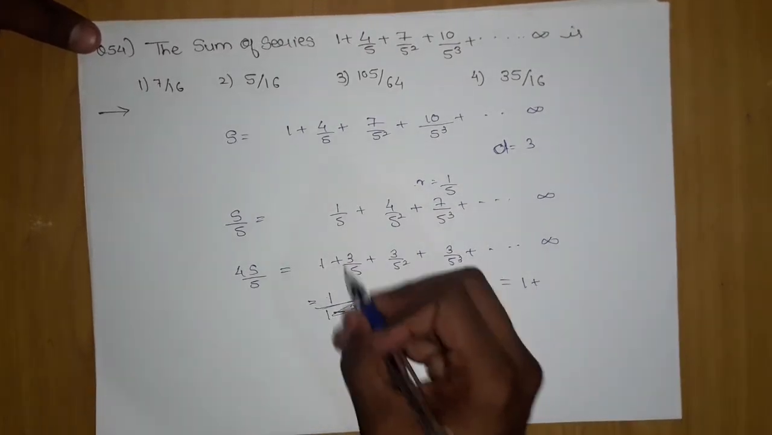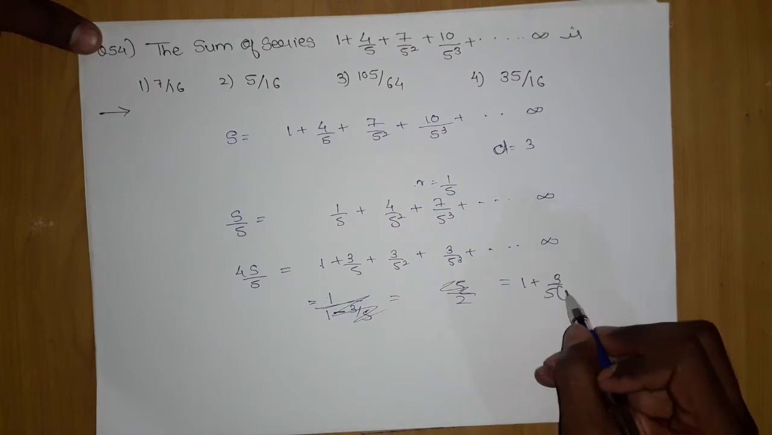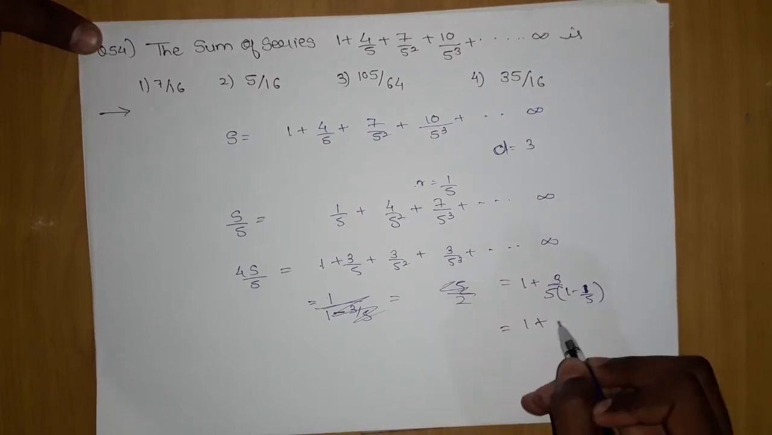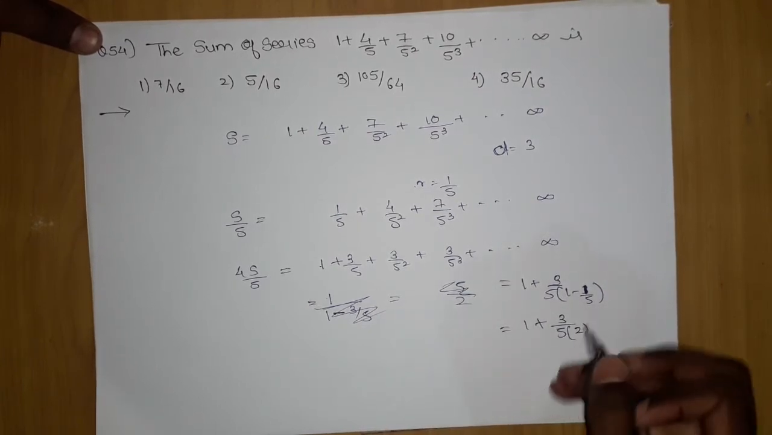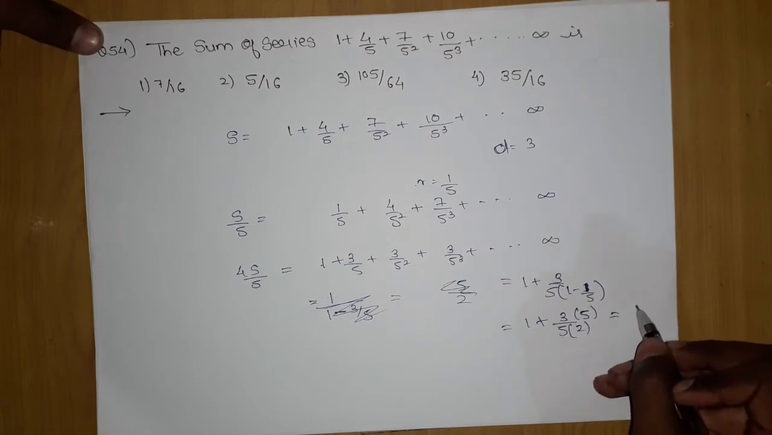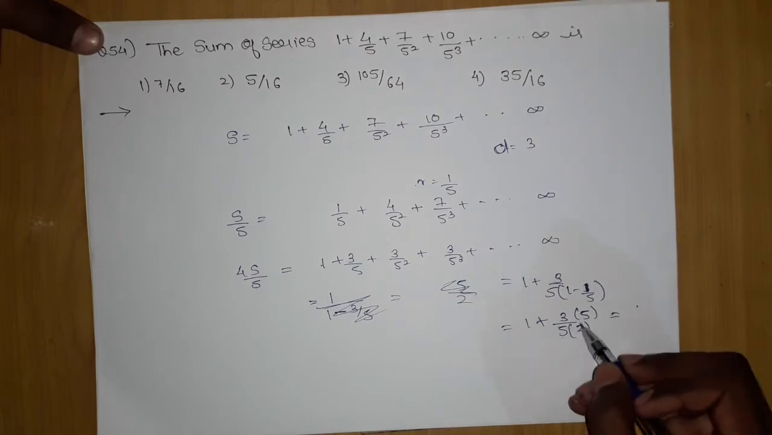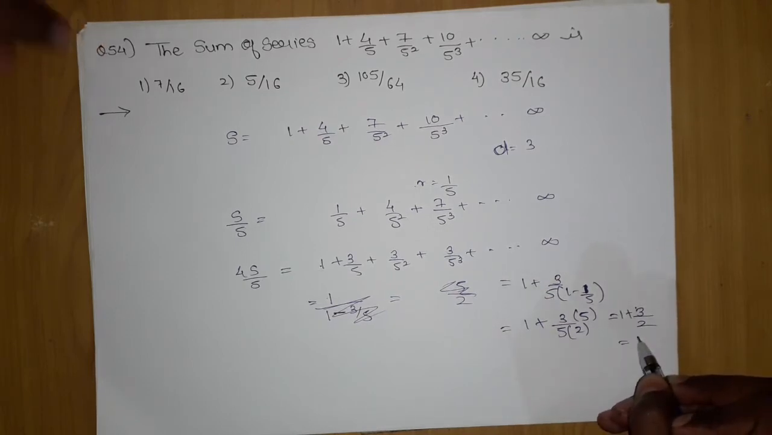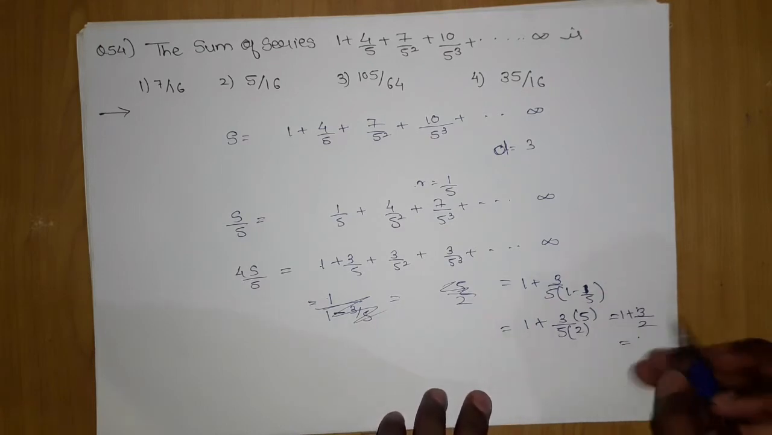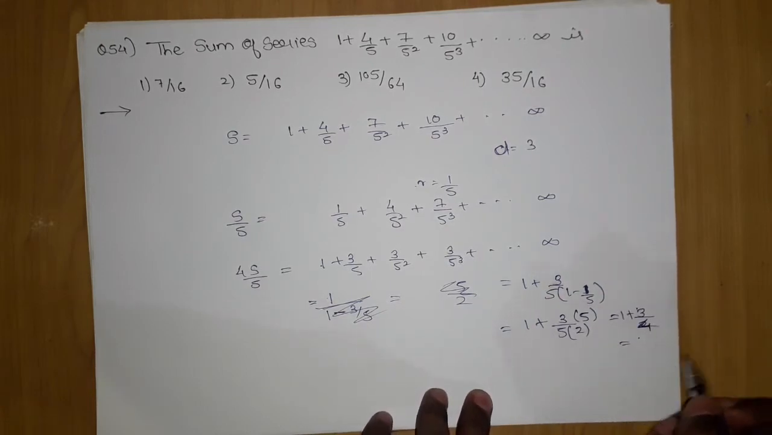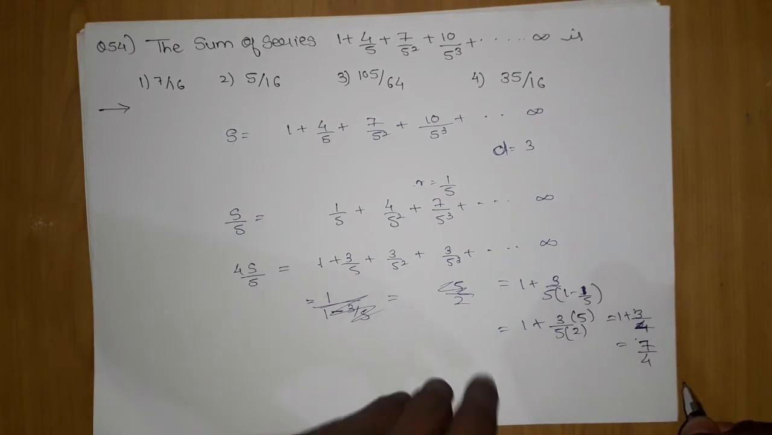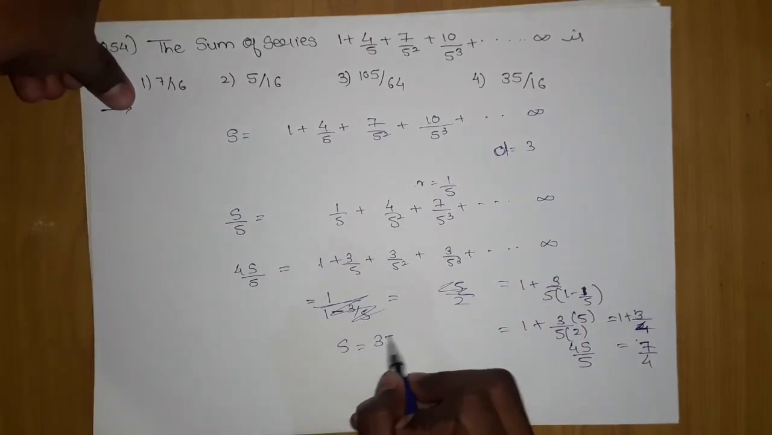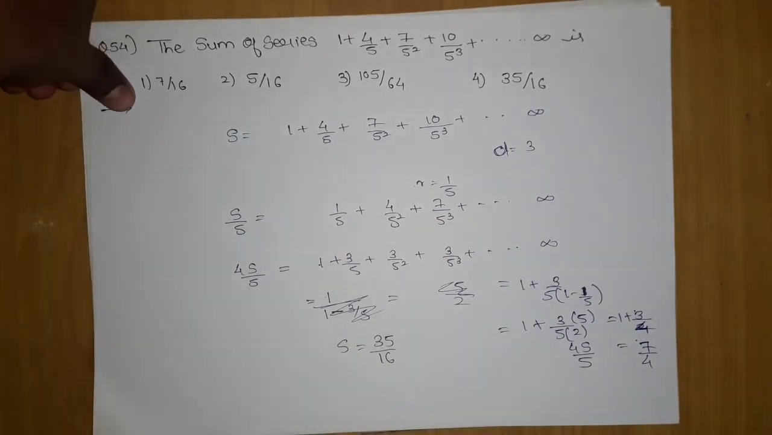We will take the series from here, 3 by 5 into 1 minus 3 by 5. Sorry, 1 by 5, which will give me 1 plus 3 by 5 into 2 into 5. This will cancel out, and this will be 3 by 2. 1 plus 3 by 2 is nothing but 3, sorry, 1 by 4 it is. 3 by 4, this will become 7 by 4. And here it is 4s by 5, so our s will be 35 upon 16. So this is our answer.